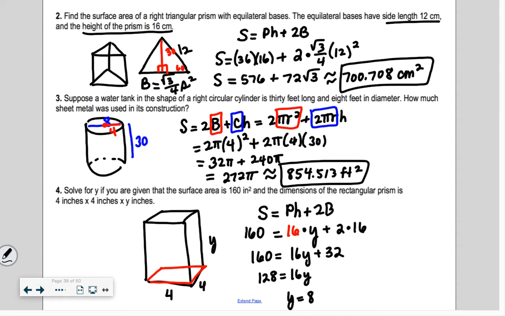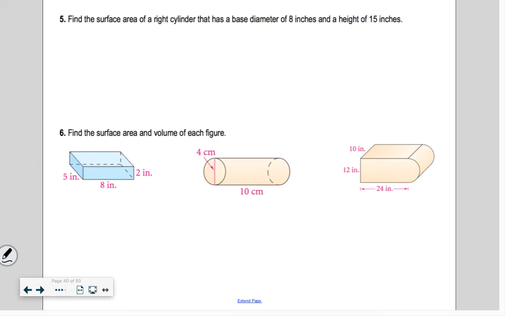All right, does this all make sense? We feel pretty good with surface area? All right, let's try a couple more.